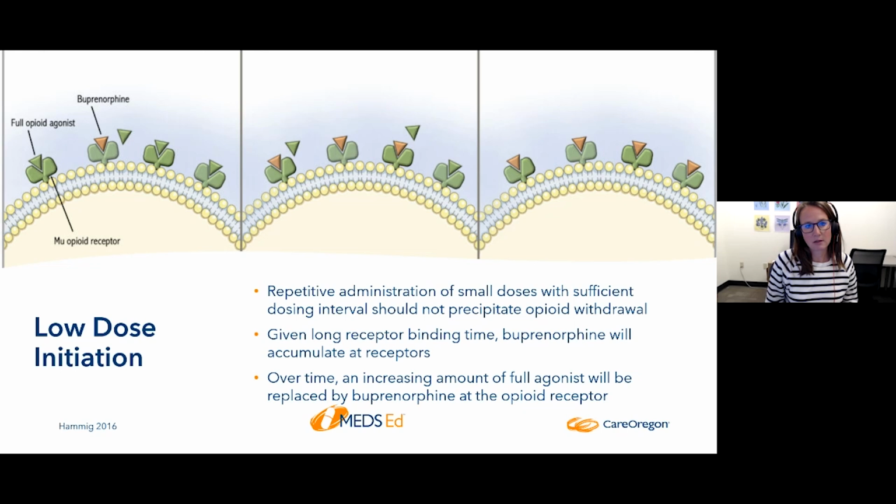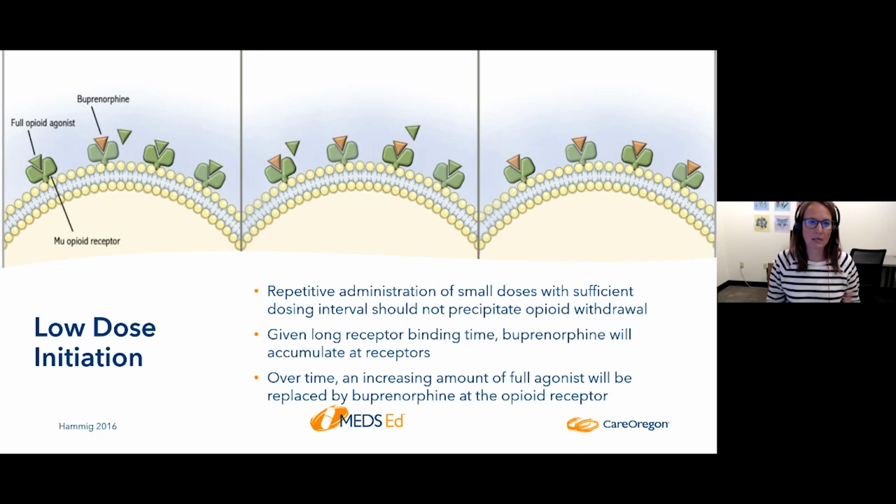But low dose initiation, the theory behind it is that repetitive administrations of small doses of buprenorphine won't precipitate withdrawal. So we sneak in really tiny doses of buprenorphine. We give them 0.5 milligram, and then we give them 1 milligram. And because buprenorphine has a long half-life, it's going to stay on those receptors for 24 or 32 hours. You give small doses, and eventually the buprenorphine will overcome the mu receptors in the brain and overtake that versus the full opiate agonist. It's essentially what it is, dose stacking.